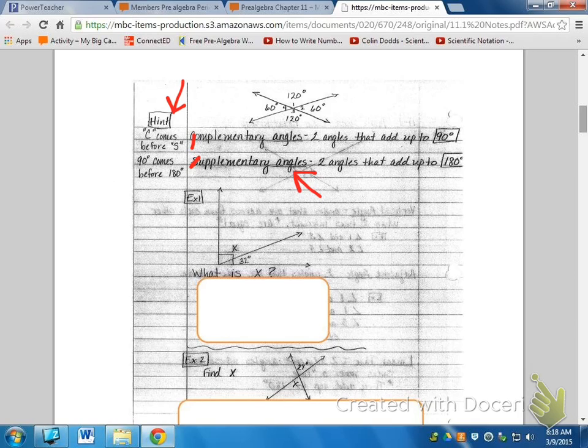What other pair of angles have we seen already today that we would consider supplementary? We just talked about them. Lindsay? Yes, a linear pair would definitely be supplementary because they add up to 180.